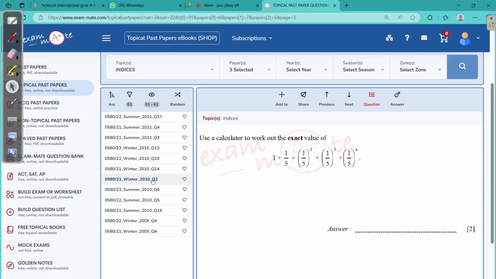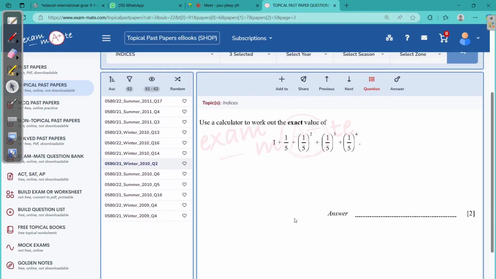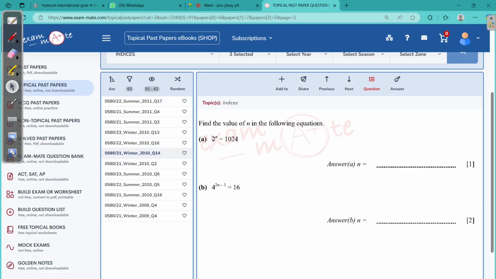Now let us take some good questions. Use a calculator to work out the exact value of this. So what's the new thing? I think you can calculate this using a calculator. Yeah, you just have to type it in. Okay, I can do this. Now this one. Find the value of n in the following equation. The first one, 2 power, wait. Oh, I should remember this.